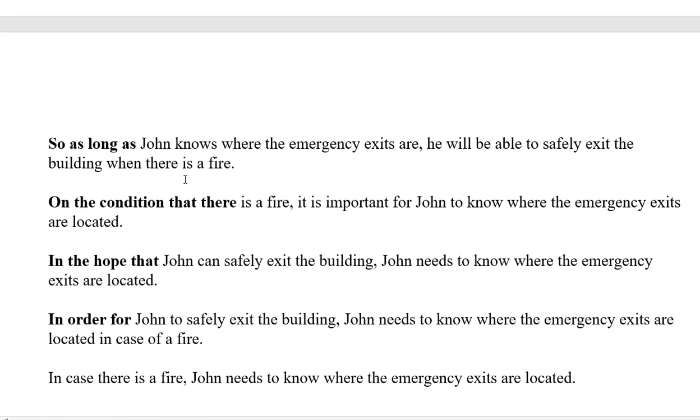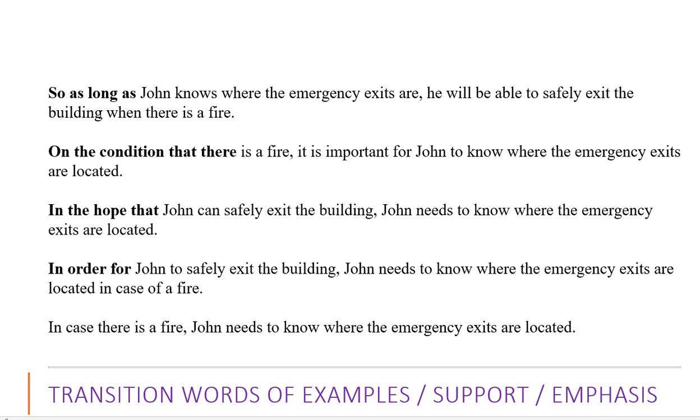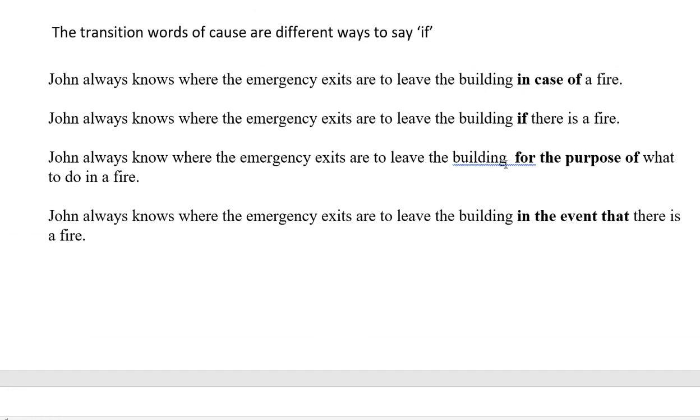So as long as John knows where the emergency exits are. So as long as is another way of saying if. On the condition that there is a fire. That's another way of saying if. In the hope that John can safely exit the building. So that's another way of saying if. In order for John to safely exit the building. So in order for, in the hope that, on the condition that, so as long as, for the purpose of, in the event that, and in case of, are all different ways of saying if.